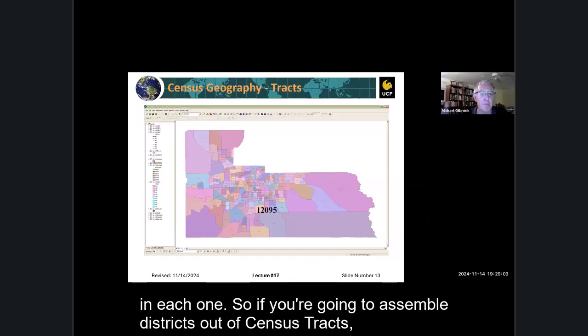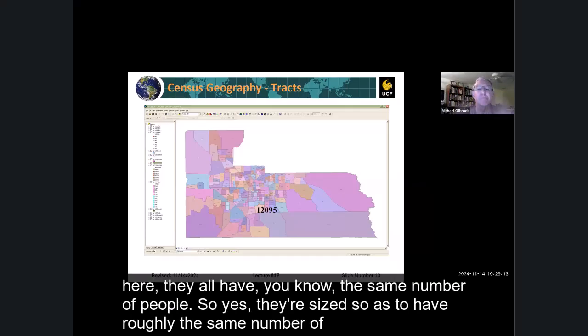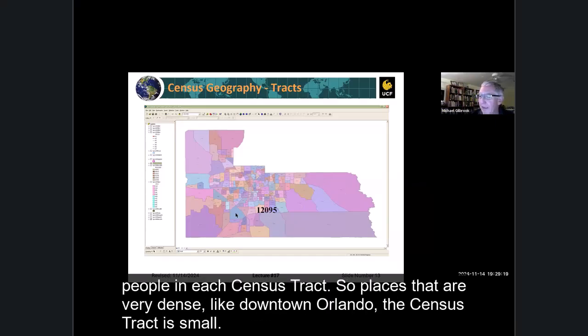So if you're going to assemble districts out of census tracts, if they all have roughly the same number of people, when you put 10 of them together and you put 10 of them together over here, they all have the same number of people. So yes, they're sized so as to have roughly the same number of people in each census tract.